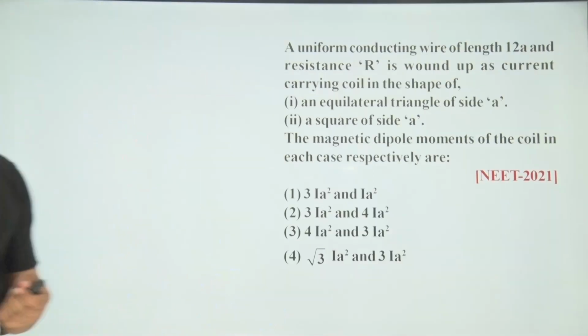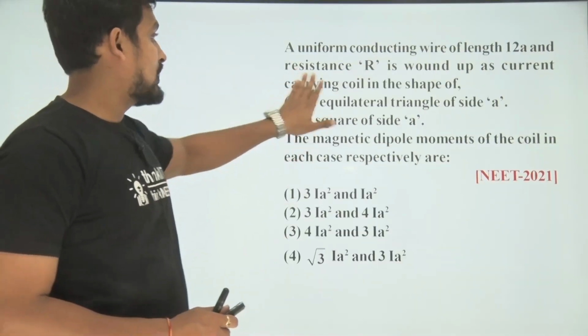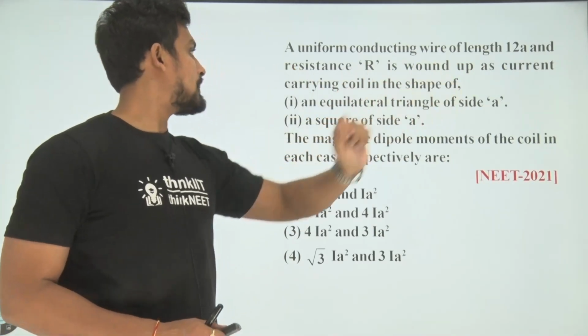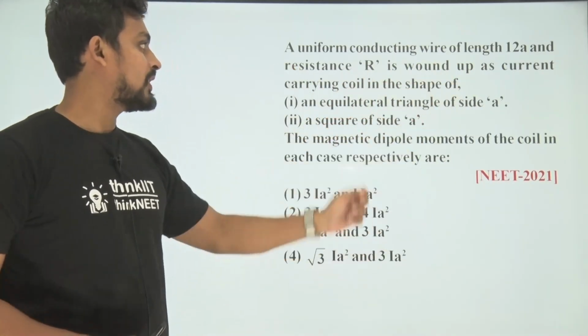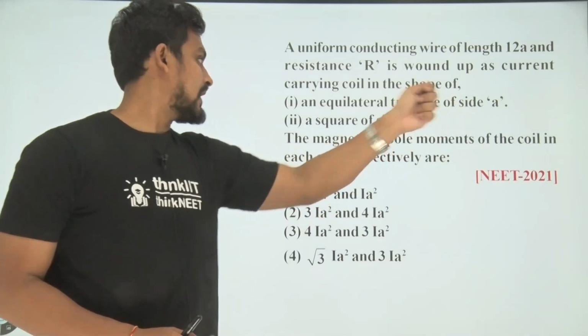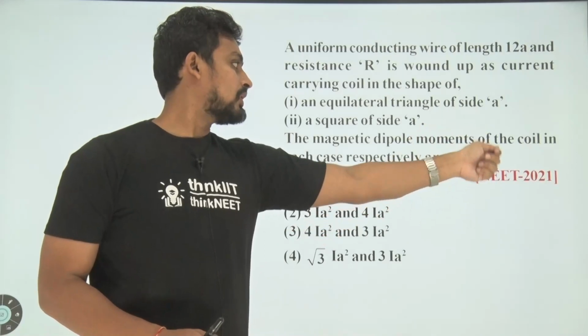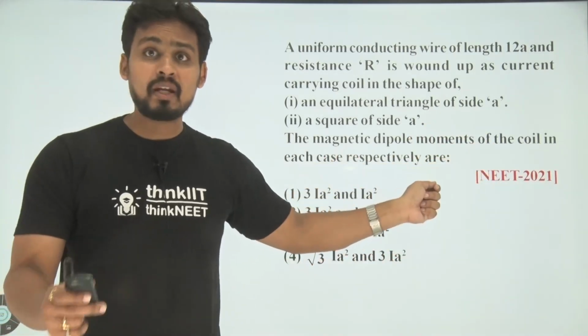Thank you. Okay, so the question says that a uniform conducting wire of length 12A and resistance R is wound up as a current carrying coil in the shape of an equilateral triangle of side A, a square of side A, and so on. Find the magnetic dipole moment of the coil in each case respectively.